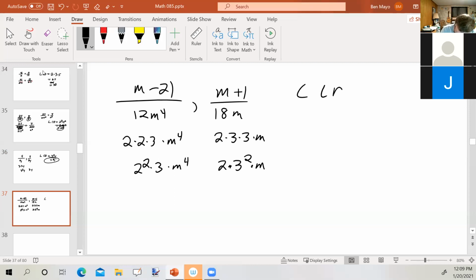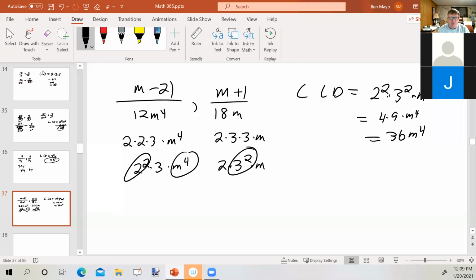So the LCD is going to be 2 squared times 3 squared times m to the 4th, or 4 times 9 times m to the 4th, or 36m to the 4th. And again, I want to point out, I'm taking the highest power of each prime factor. Not all of the 2's, just the highest power of the 2. Not all of the 3's, just the highest power of the 3, etc.